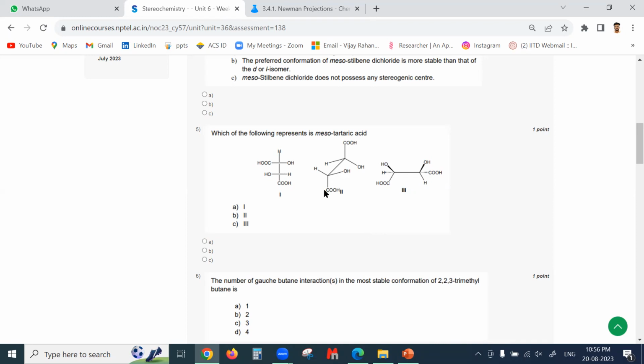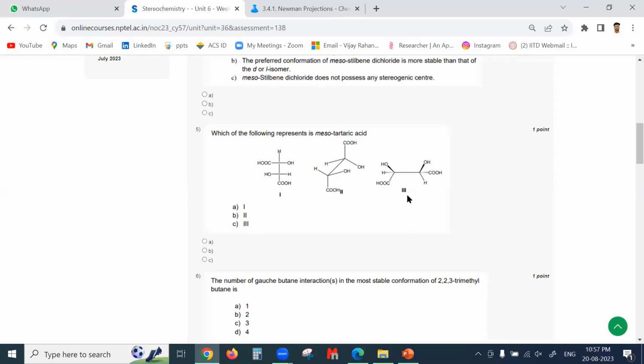For this, I will show the trick. You can directly give the numbering and give the RS configuration. Based on that, whichever is similar, whether it is RR or SS, that form is the mesoform. In the first case, 1, 2, 3, it is R, and in the second one, 1, 2, 3, the S changed to R. So obviously option A is the correct option.